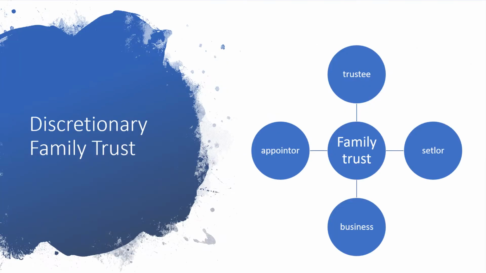The first type of trust is a family trust. It is a business structure whereby one person, the trustee, holds assets for the benefit of a class of beneficiaries. In this case, you have a trust deed which will establish the trust, and then you have a separate company. So together they make a trust.